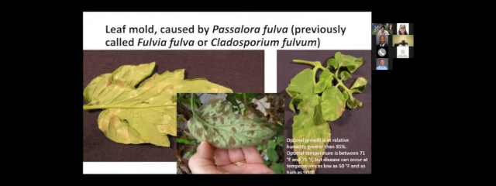So optimal growth for this pathogen is humidity greater than 85%, and it's able to infect at a pretty wide range of temperatures. Optimal temperature is between 71 and 75 degrees, but it can occur as low as 50 and as high as 90. So this can be a problem in your greenhouse or high tunnel.